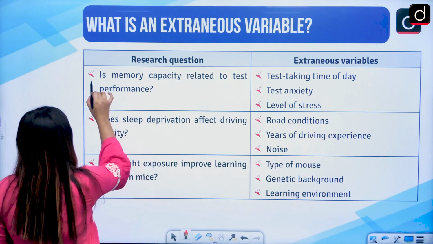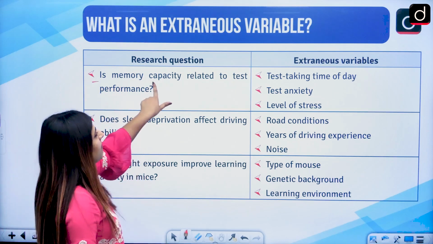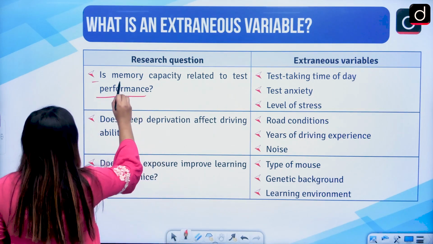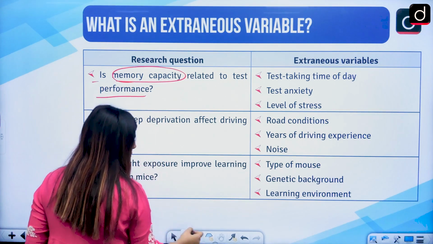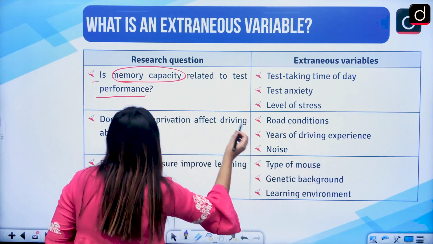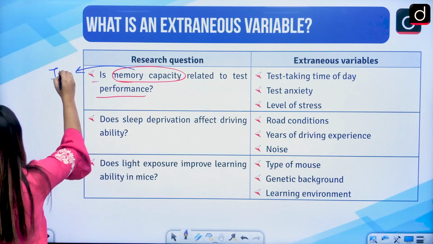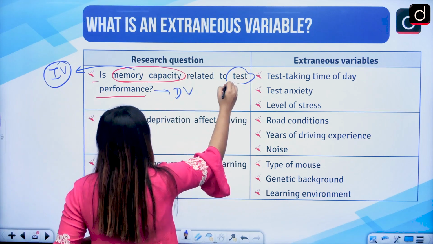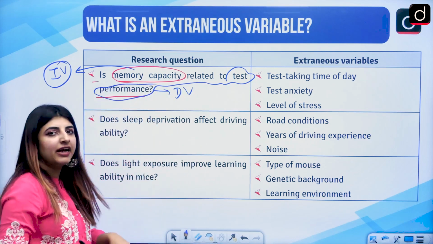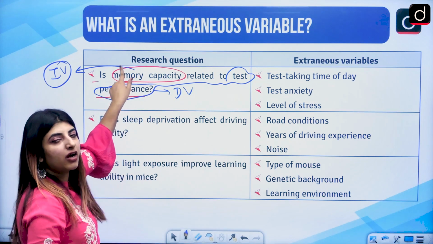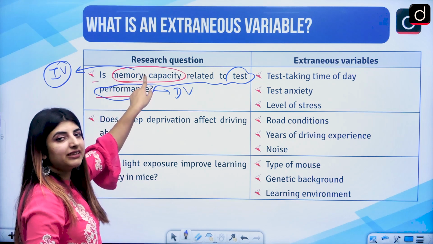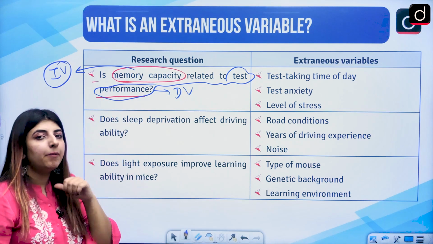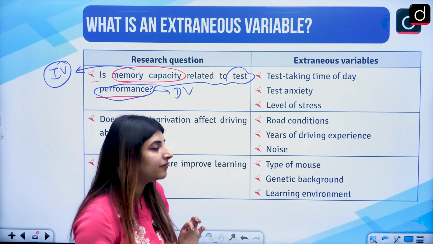The first hypothesis that I have here is: is memory capacity related to test performance? I want to observe the effect of memory capacity. So, here we will time and again try to see the independent variable, and test performance will be my dependent variable. Correct? I want to see how well memory capacity helps the person and leads them to score good marks in the test. But there are certain other variables which are hidden.